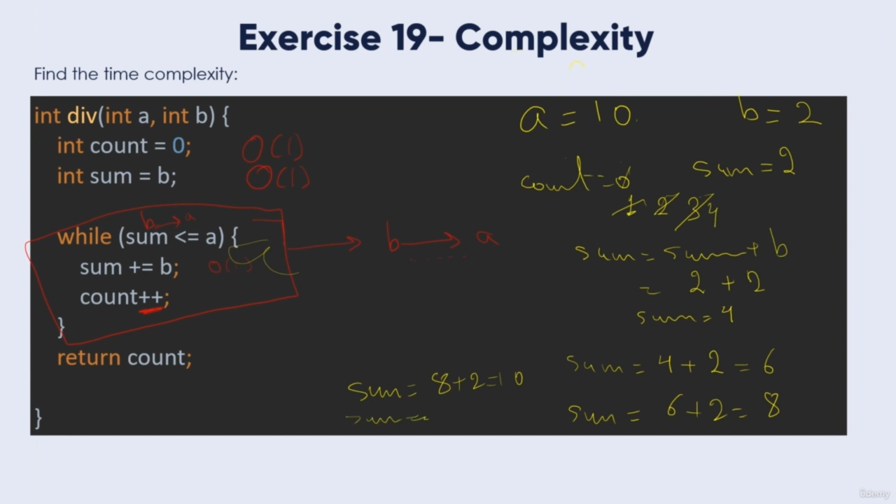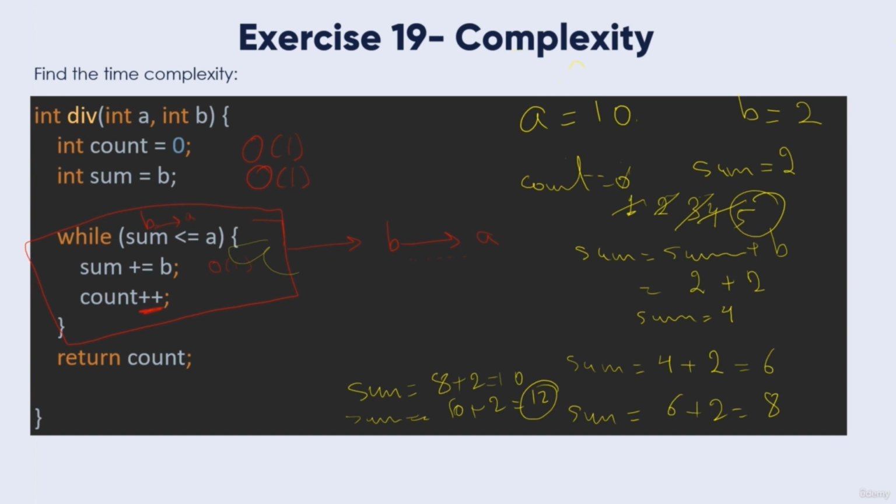Sum is equal to 10 plus 2, equal to 12. So count increases by 1, equal to 5. Going up, sum is 12. Less than or equal to 10? No. So stop here. Return the count. Count, we have 5. Okay, now what is the time complexity? Think about it.